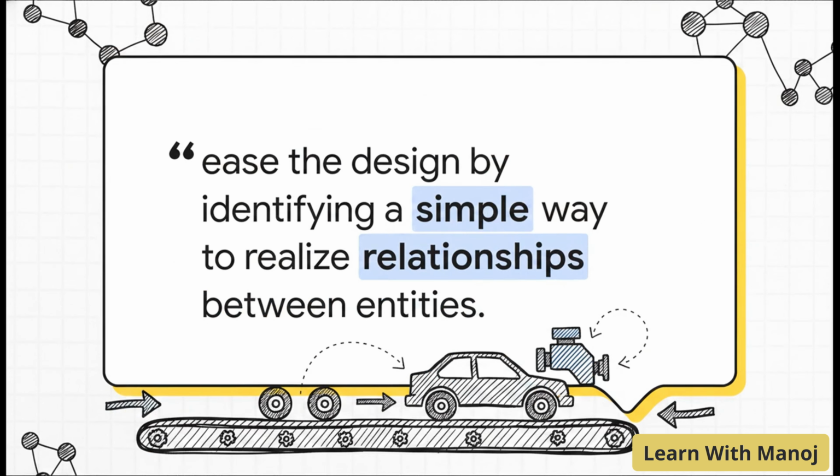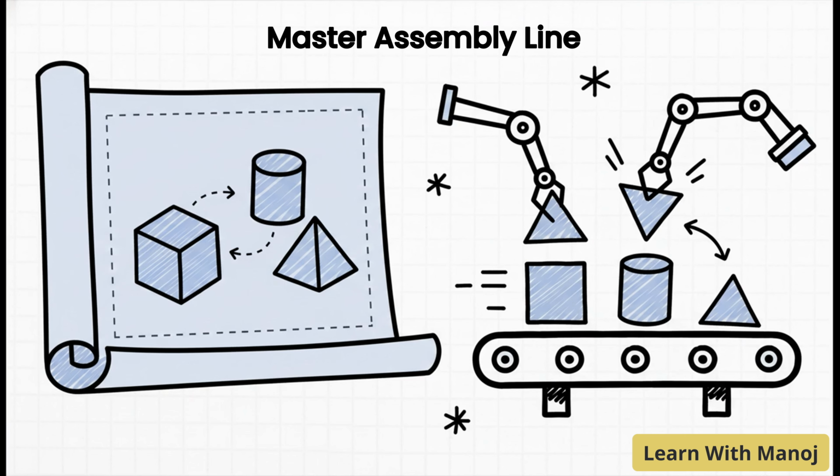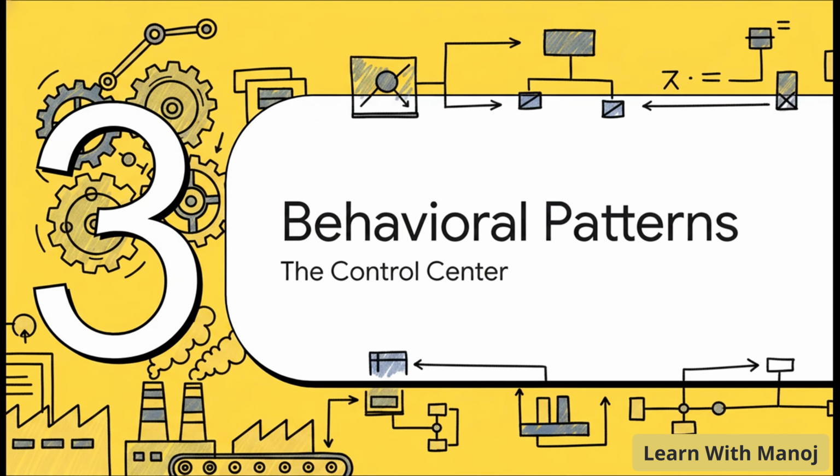The formal definition talks about relationships between entities, and that's exactly what an assembly line is all about, right? It's not just about throwing parts together. It's about defining that precise relationship between the car's frame, its wheels, and its engine to build something that actually works. These patterns give you the blueprints for those rock-solid connections. So the key takeaway for structural patterns is this: they're the master assembly line. They provide these proven, reliable blueprints for snapping all your components together, making sure the final product is solid, stable, and well-organized.